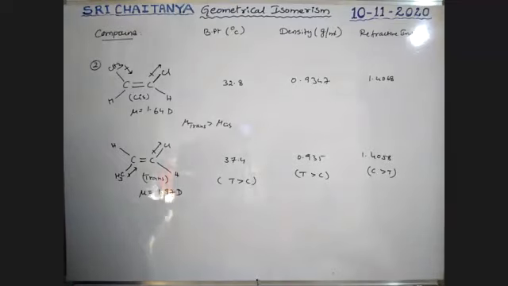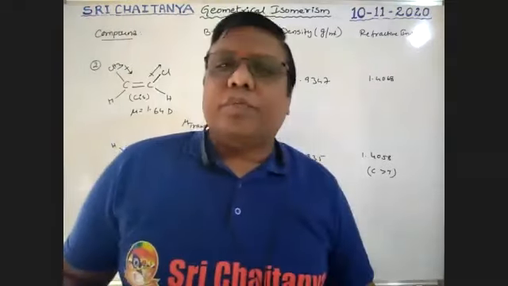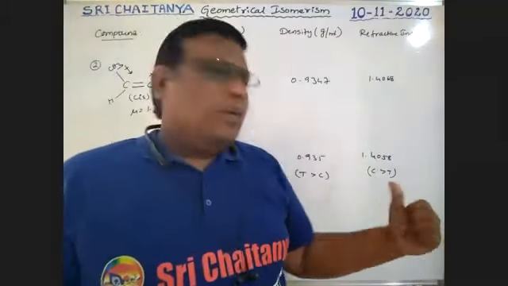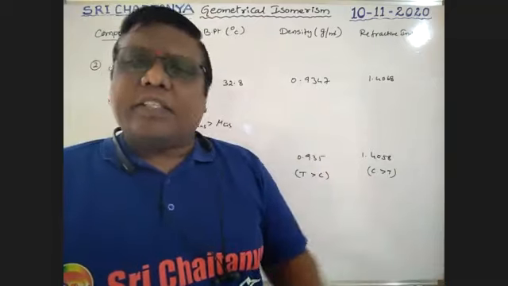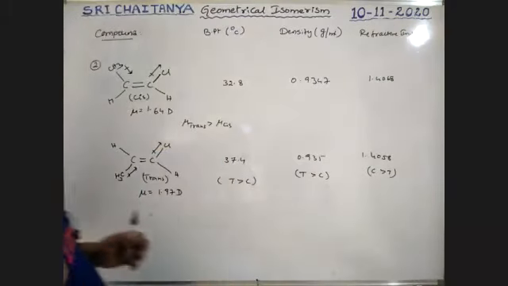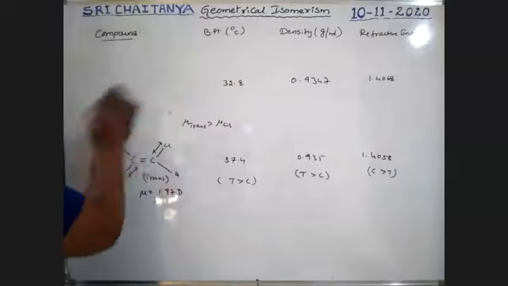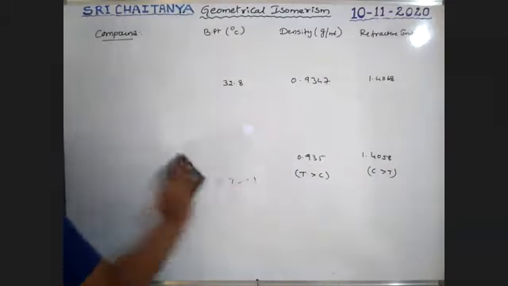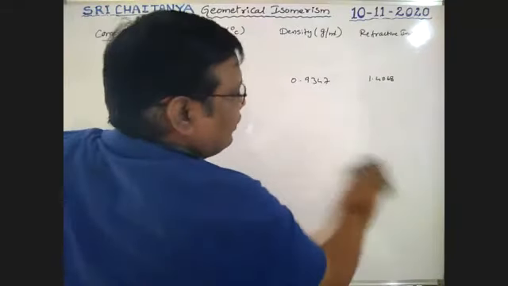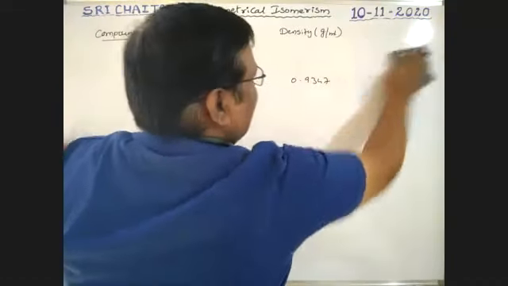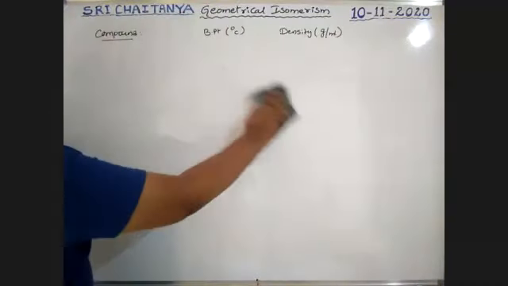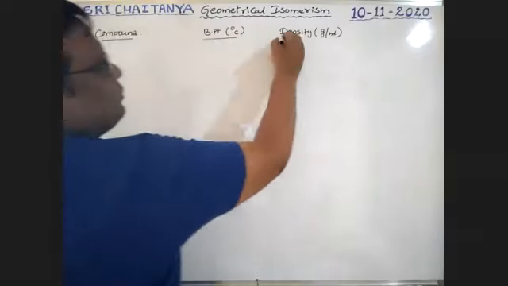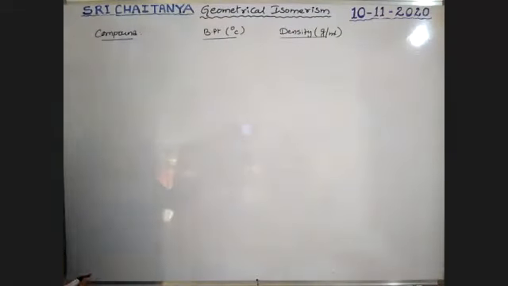This is about the second compound. Let us discuss the third compound. So you should keep these values, boys, otherwise which one has more and which one has less. That's sufficient for you. Refractive index is neglected, so we are only concentrating on boiling point and density.